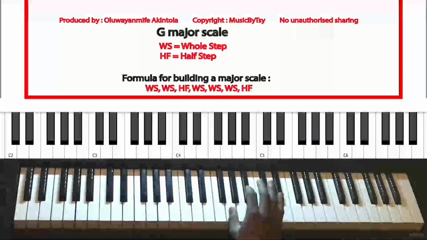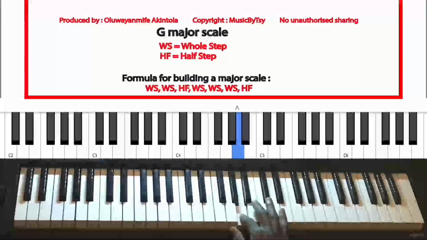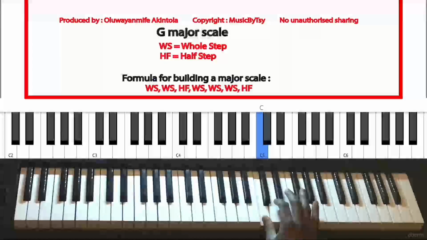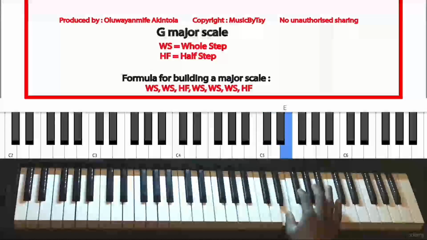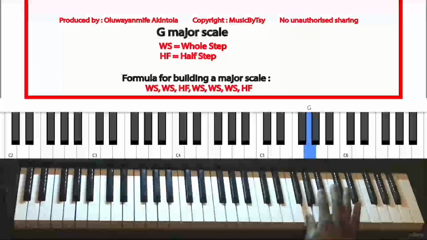Starting from the key of G, we're going to take a whole step, and then another whole step, and then a half step, and then a whole step, and then a whole step, and then a whole step, and then a half step. See that? So that is the G major scale.